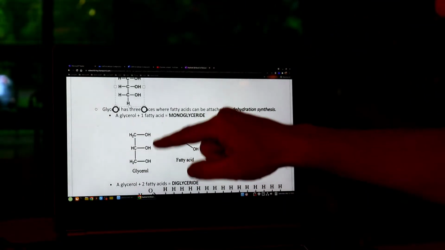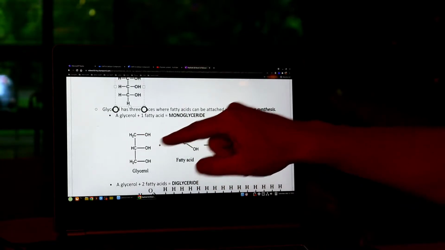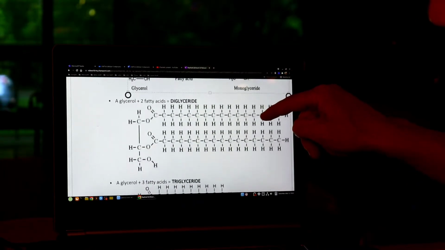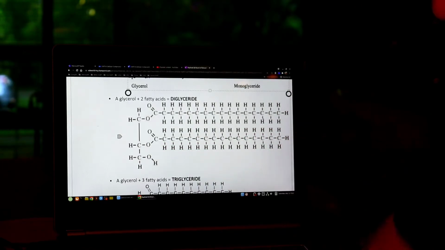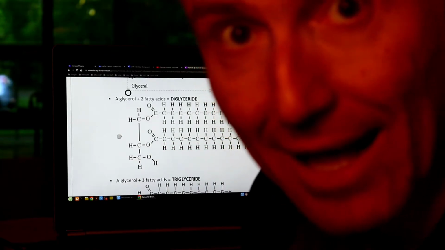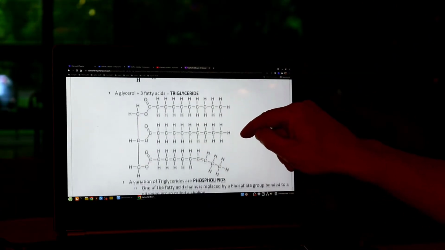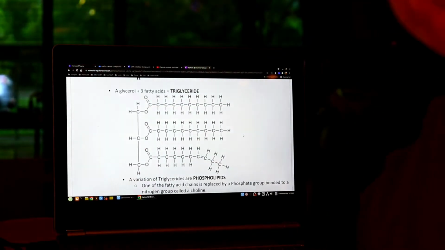And because we have these 3 spots, we can attach another fatty acid chain. Here's another one attached there, and we have a diglyceride. And finally, we can attach a 3rd fatty acid chain and make a triglyceride. And that's the maximum that we can do. We cannot attach any more because there were only 3 spots to attach. That's why fatty acids can't form polymers. And so this is a lipid. Now with 3 fatty acid chains, it's a triglyceride.